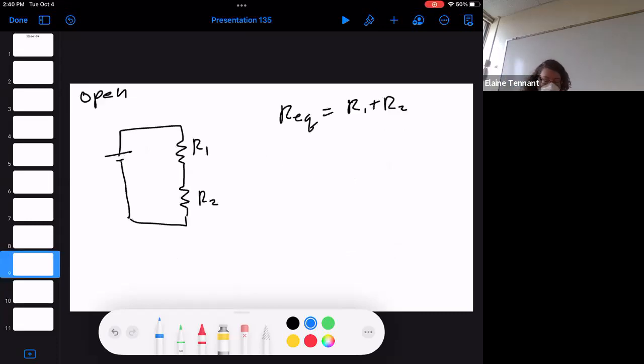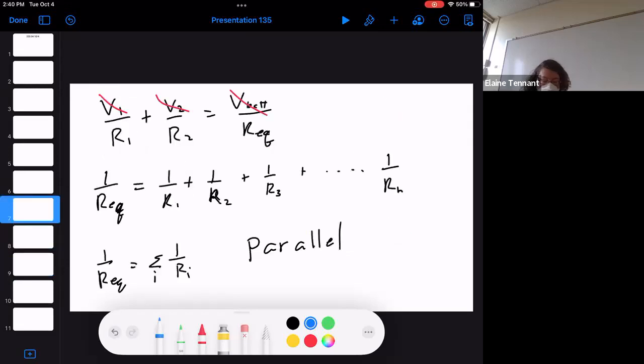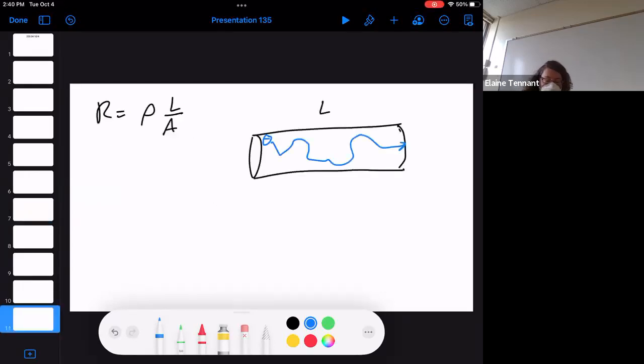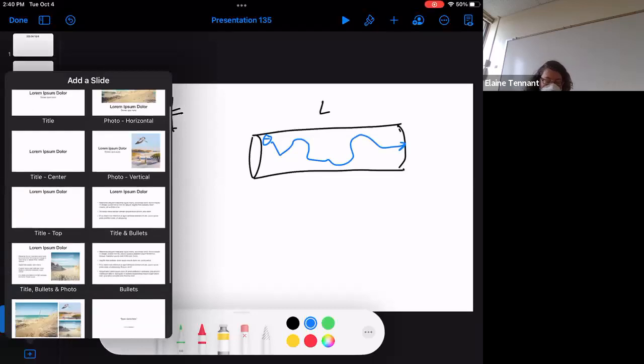And even just looking at this equation, I'm hoping that you see that the more things you add in parallel, the closer to zero your equivalent resistance is going to get. Okay, and let's talk about why you would never want to do that.